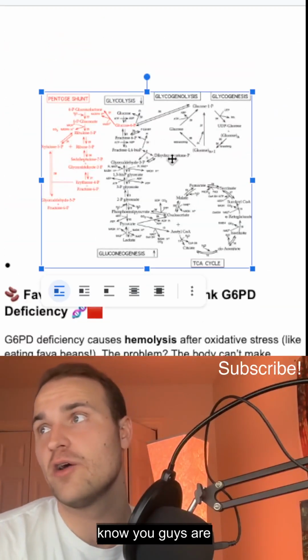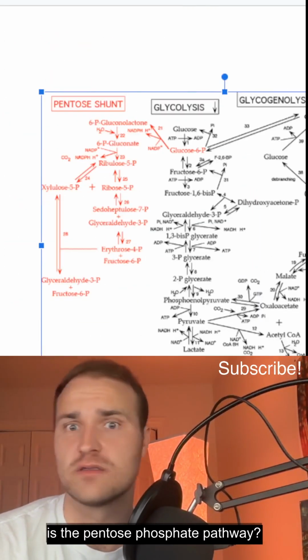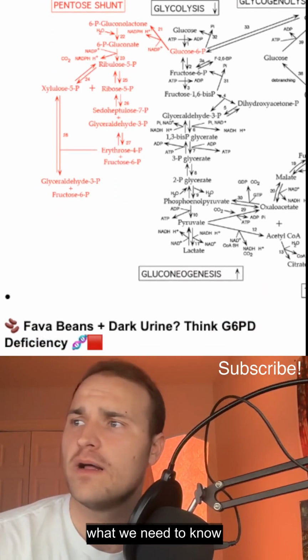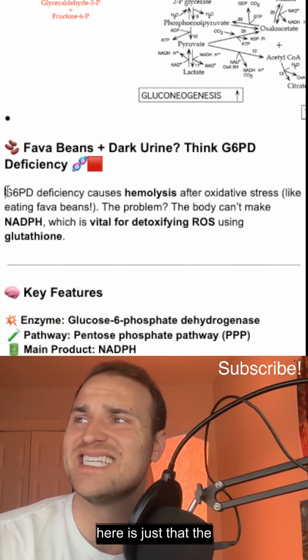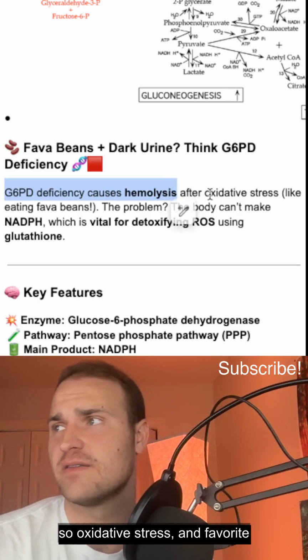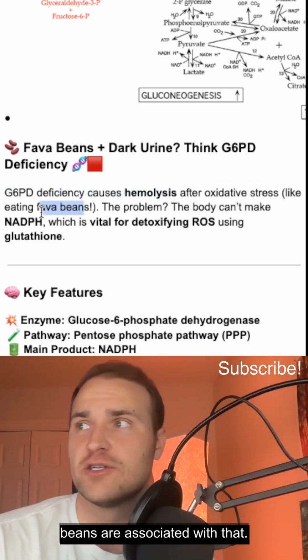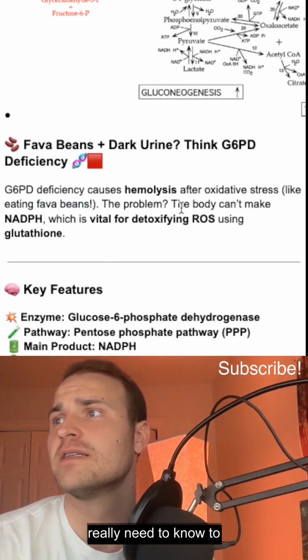And so I know you guys are thinking, oh my goodness, what is the pentose phosphate pathway? It's been so long. Well, what we need to know here is just that the G6PD deficiency causes hemolysis and oxidative stress, and fava beans are associated with that. That's pretty much all you really need to know to answer this question correctly.